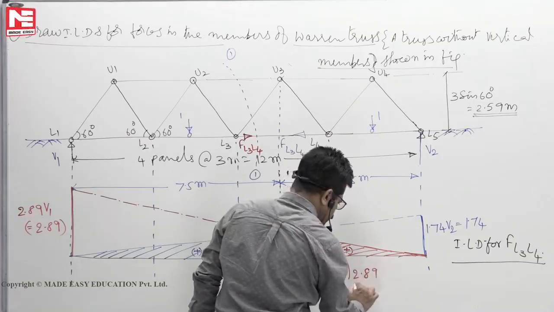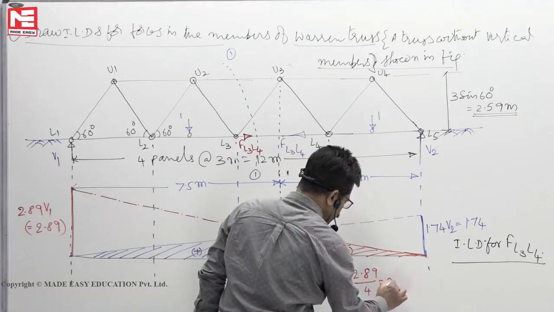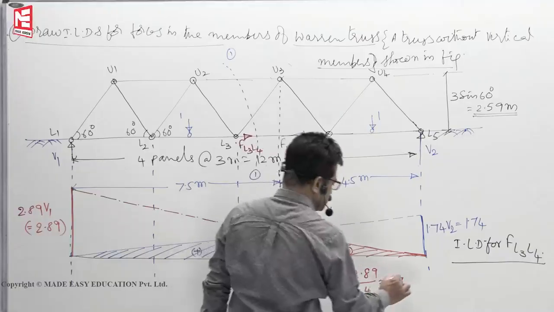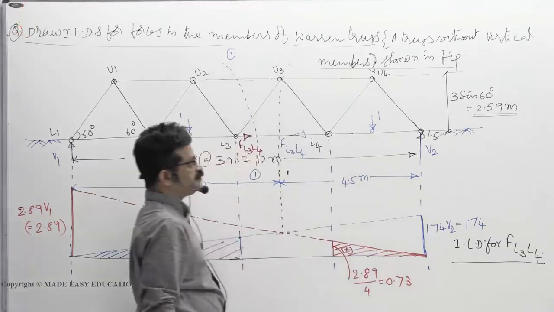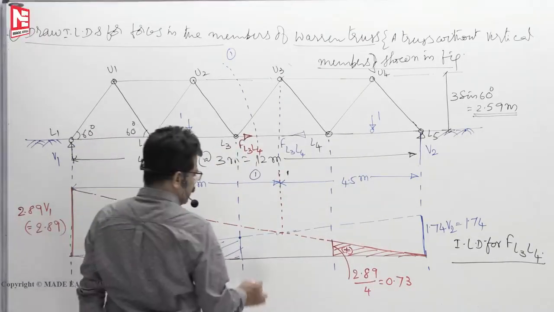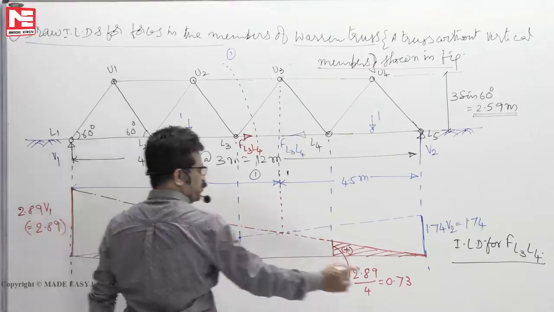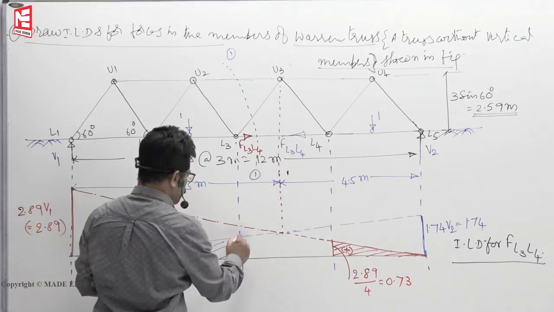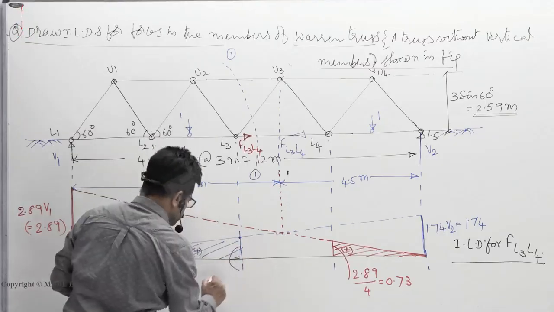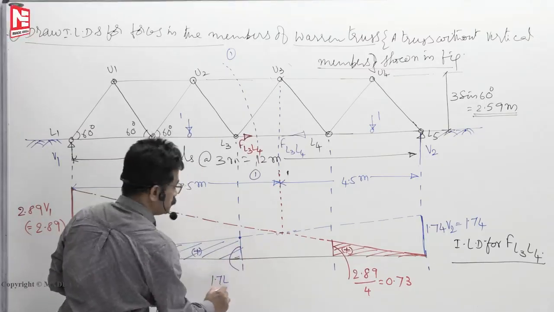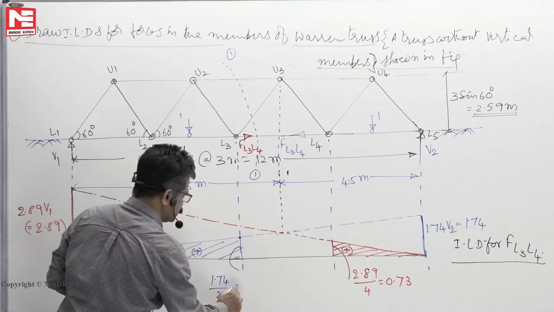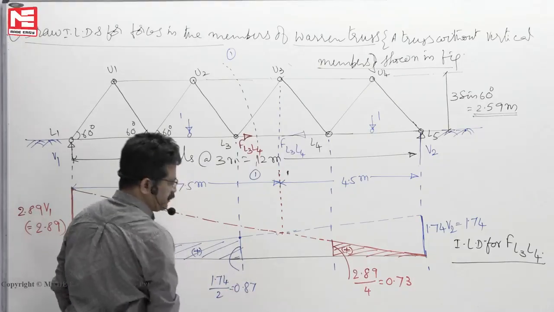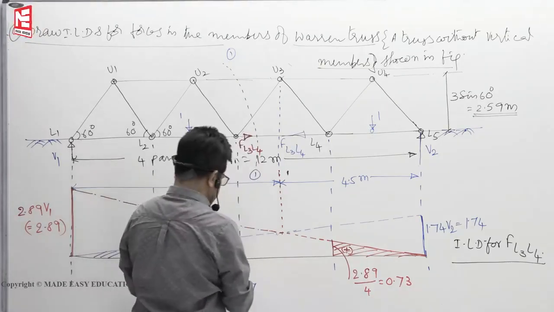For one panel, how much is the ordinate? So you will get 0.73. Next here, for 4 panels 1.74, for 2 panels 1.74 by 2. You will get 0.87, 0.87, 0.73.